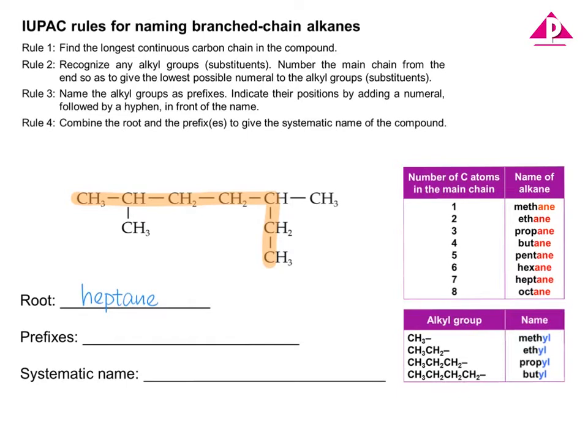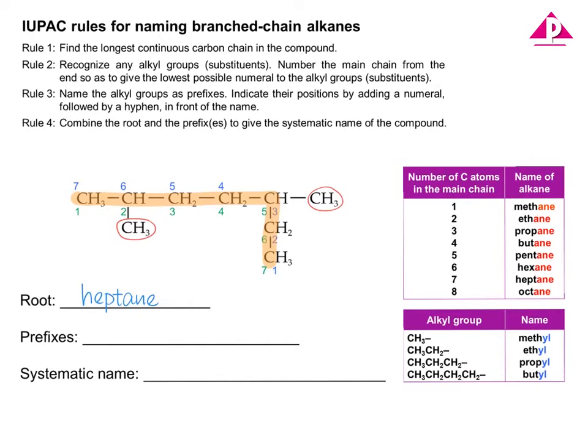Now, let's look at the substituents in this compound. There are 2 methyl groups in this compound. If we start numbering the main chain from the left-hand side, it would be this. If we start numbering the main chain from the right-hand side, it would be this. According to Rule 2, we should start numbering the chain from the side that can give the lowest possible numeral to the 2 methyl groups.